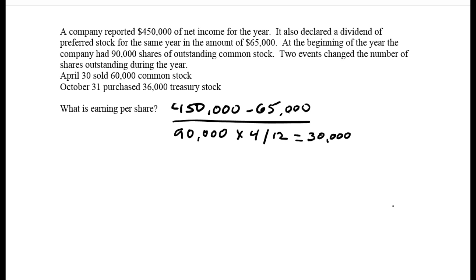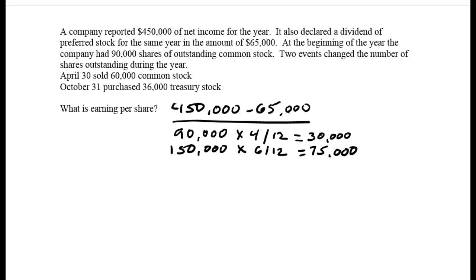Now we need to consider our common stock issue. We issued 60,000 shares. 90 plus 60 is 150, and we have that outstanding for 6 months for the period May 1st through the end of October. So our next layer is 150,000 times 6/12. 150,000 times 6 divided by 12 is 75,000.